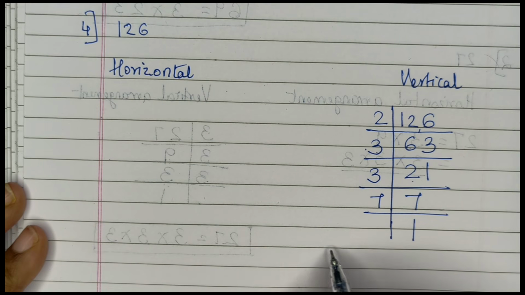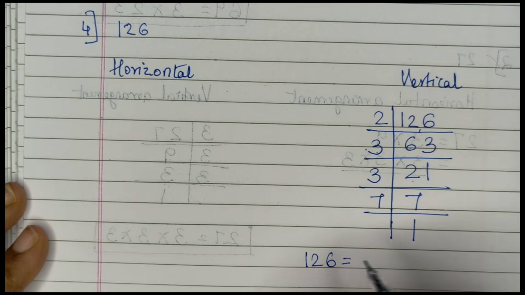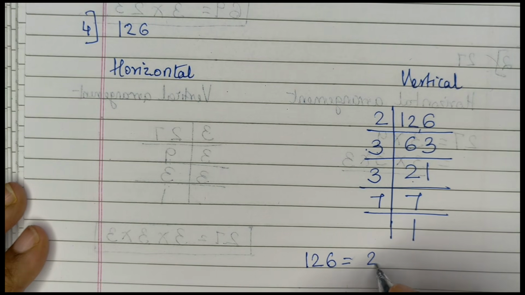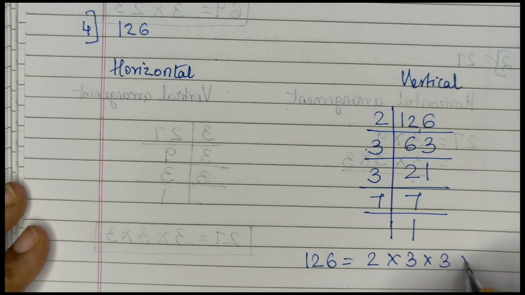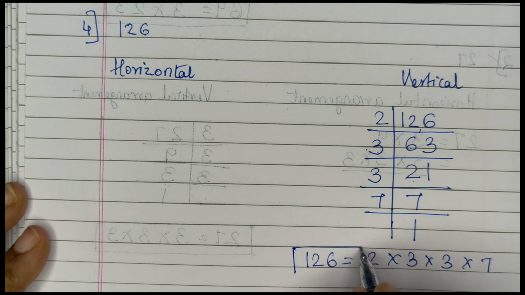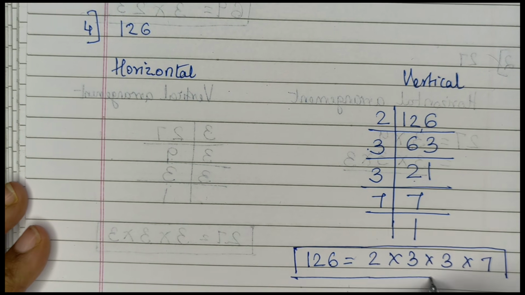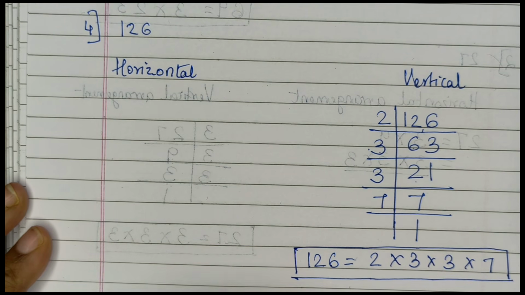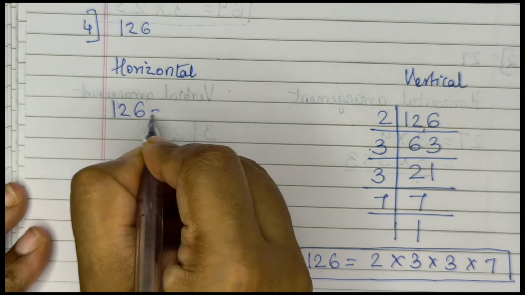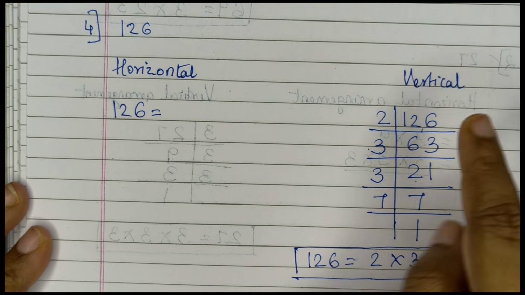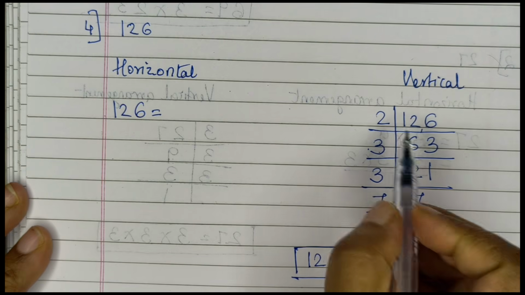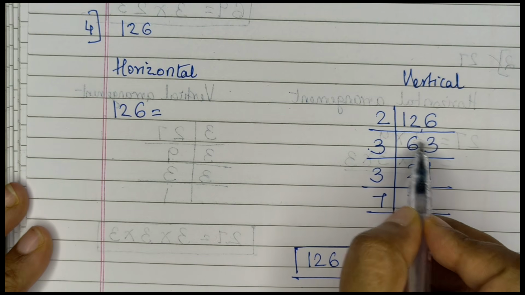So what are the factors we will write here for 126? Factors of 126, see this on the left hand side: 2, 3, 3, 7. So these are the factors of 126. Now looking at this, we will do the horizontal arrangement. Write 126 as it is. Now first for 126, which two factors did we take? 2 multiplied by 63.